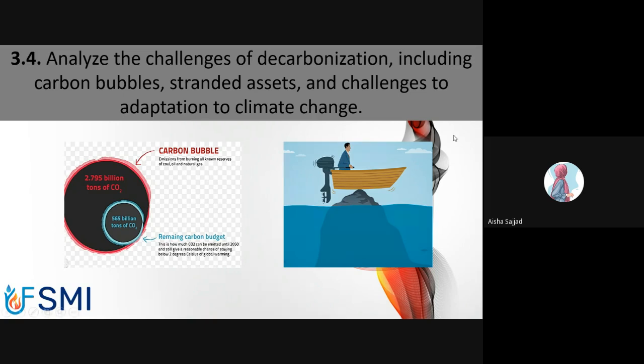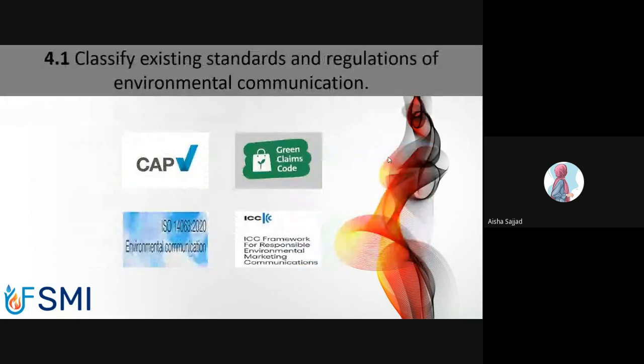Talking about the next picture, it shows the concept of stranded assets. In this picture, you can see that this person is basically stranded on the tip of a rock. So it says that the organizations that have already invested in non-renewables will have to face the problem of stranded assets, and they're basically in a lot of danger.